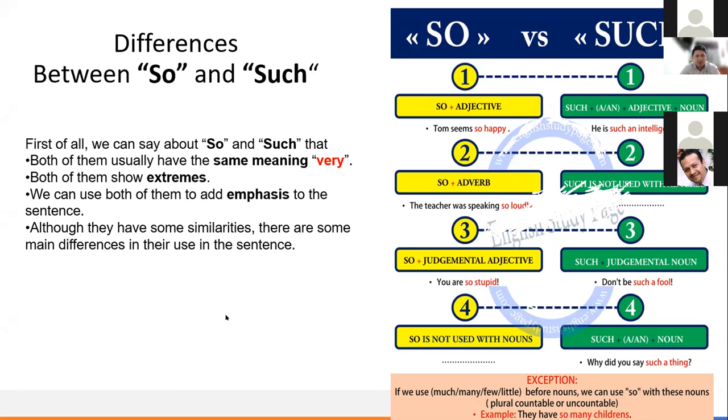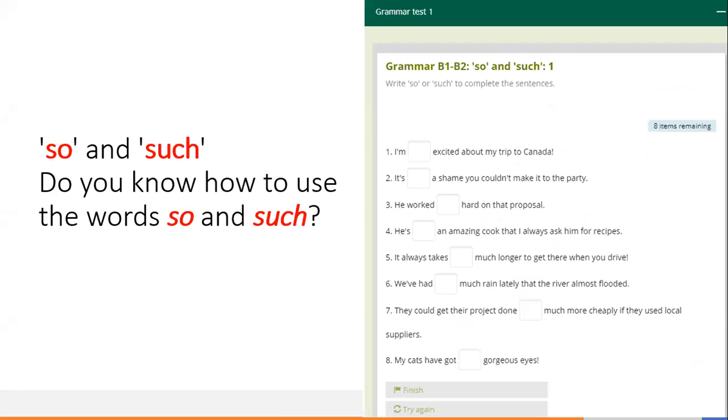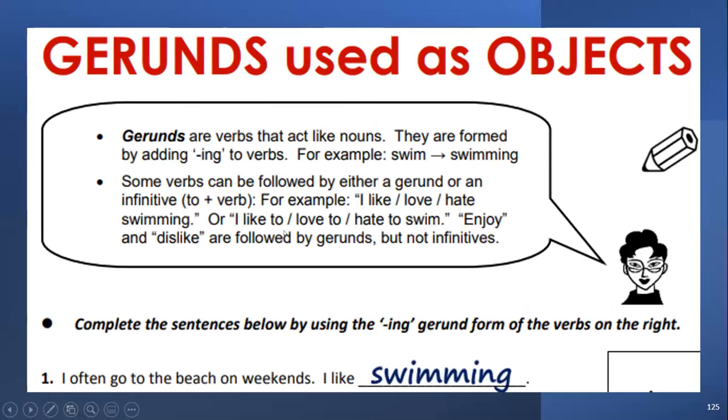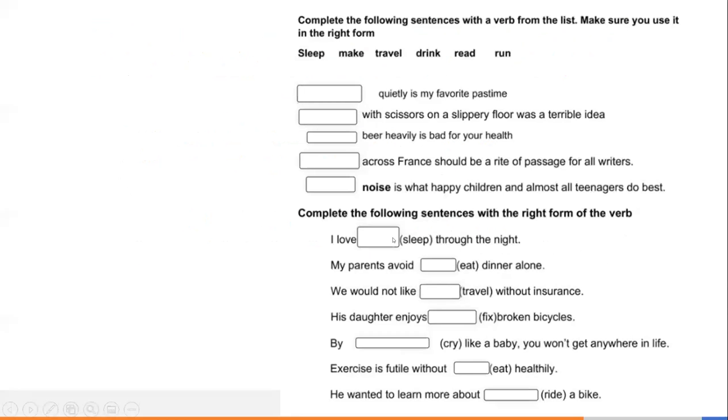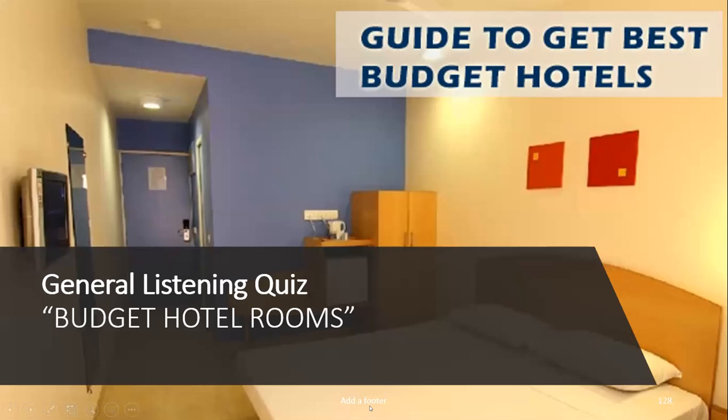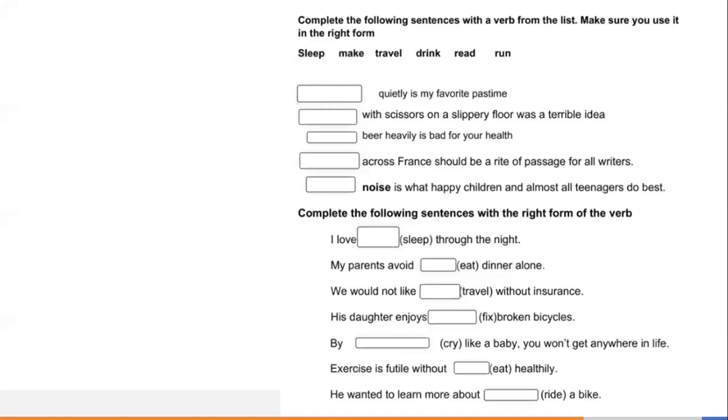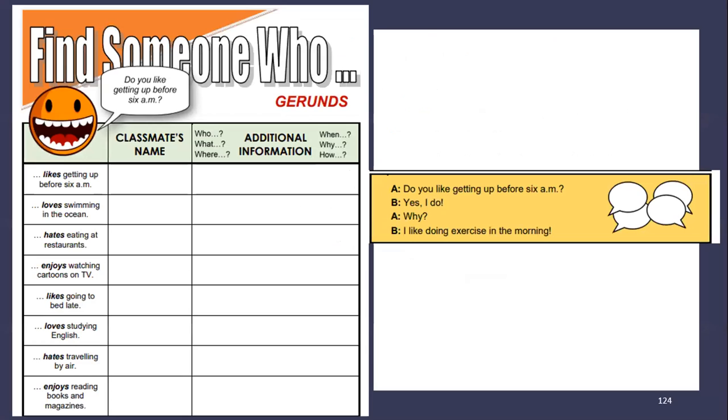And then for the second part of the class, after we practice the difference between so and such, we're going to move the discussion to a different topic, which is gerunds used as objects, gerunds used as subjects. And then there is this exercise that I want you to work on. And there are also conversations like this one, budget, hotel rooms. And there's also reading practice, grammar practice, and some other themes over there. So like this one, as you can see here.